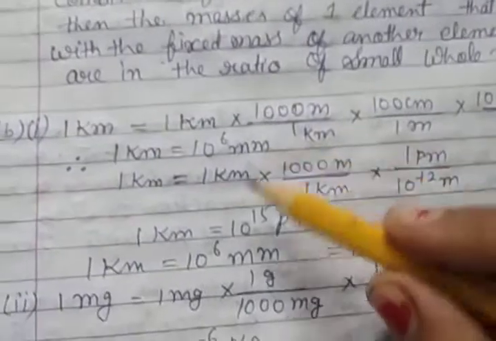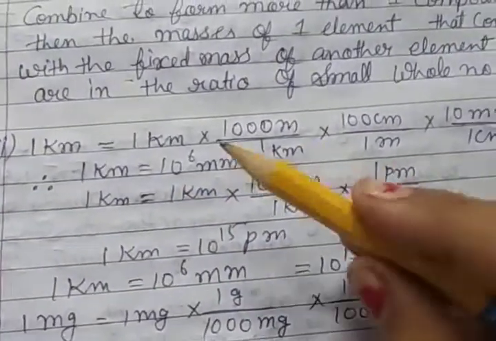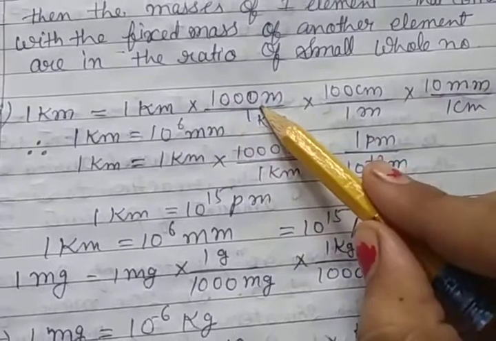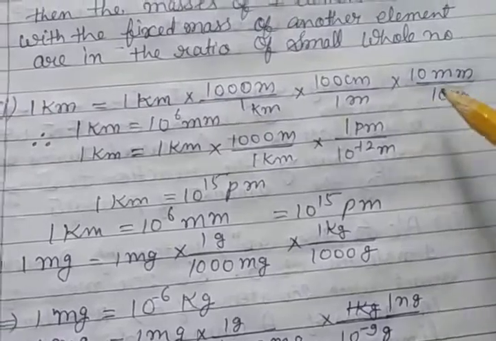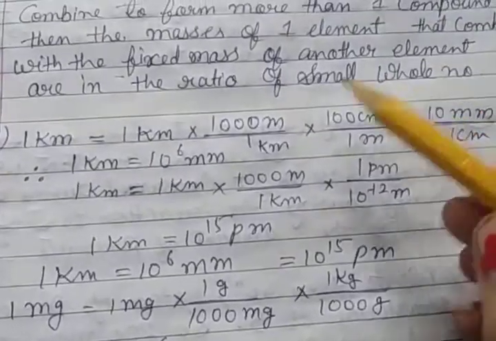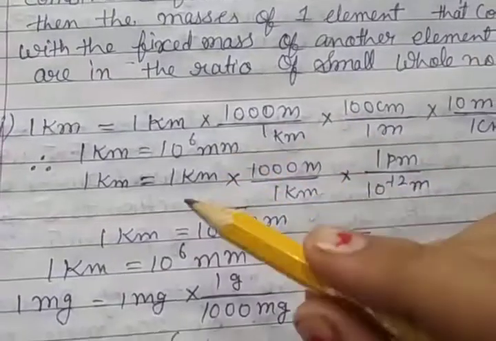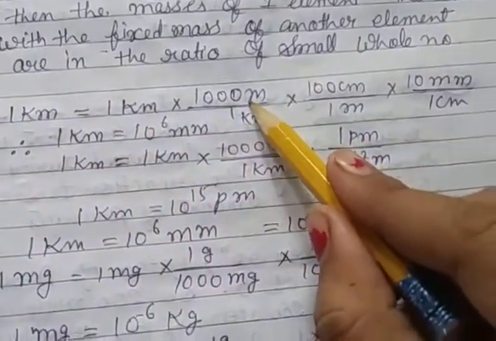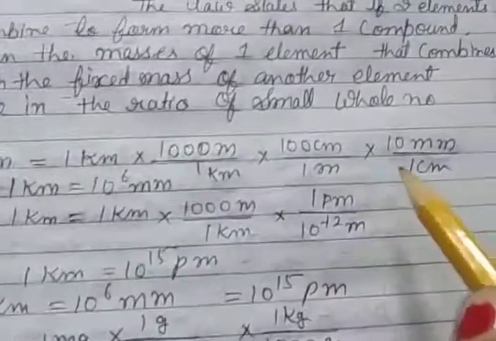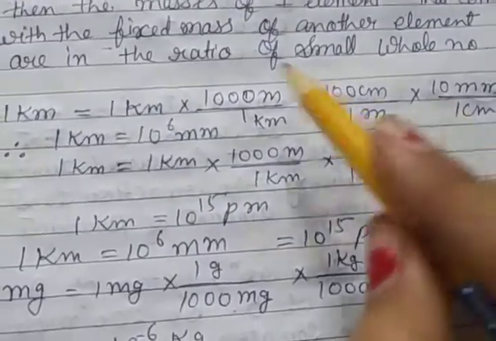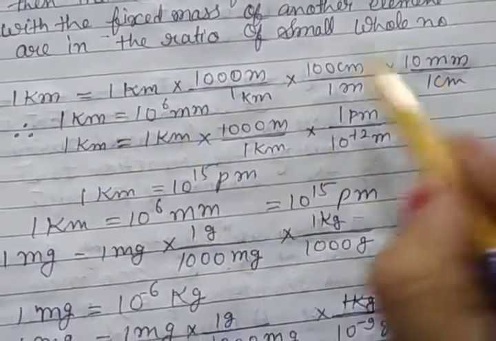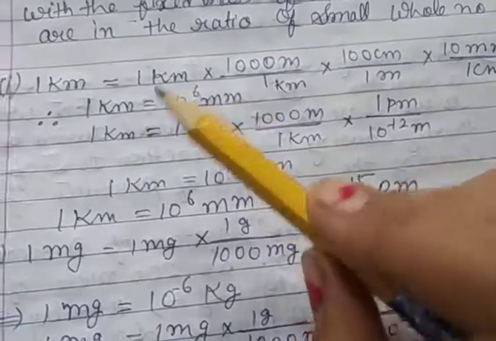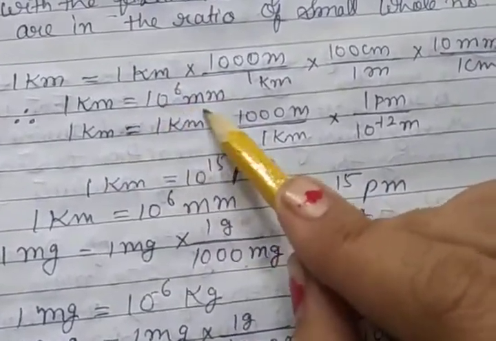First, 1 kilometer converts into mm. You already know 1 kilometer converts into meter, so multiply by 1000; meter converts into centimeter, multiply by 100; and centimeter converts into mm, multiply by 10. So 1 kilometer is equal to 1000 meter, 1 meter is equal to 100 centimeter and 1 centimeter is equal to 10 mm. In total, 1 kilometer is equal to 10 to the power 6 mm.